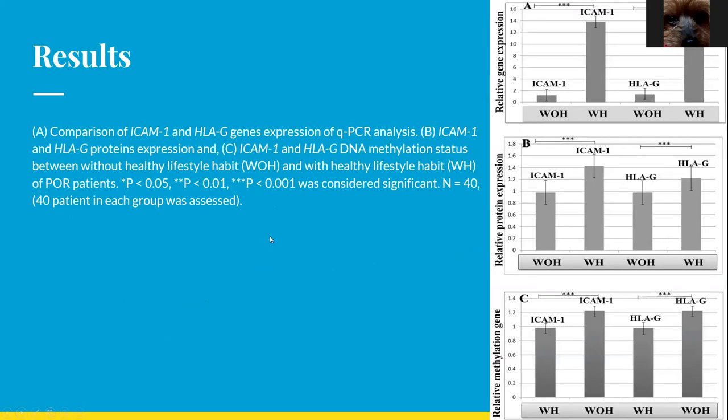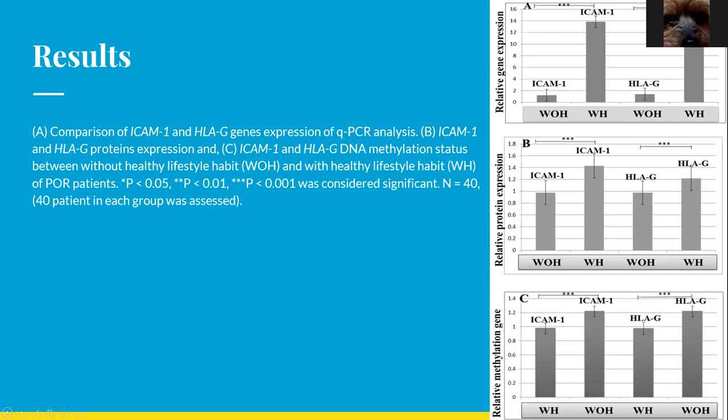Okay, so here we go. Yes, that was a typo. So we can look at the relative methylation of the genes. Women without a healthy lifestyle had higher methylation than the women with a healthy lifestyle. So their DNA was methylated, which just leads to bad transcription. And you can also see the protein expression was better in women with a healthy lifestyle.